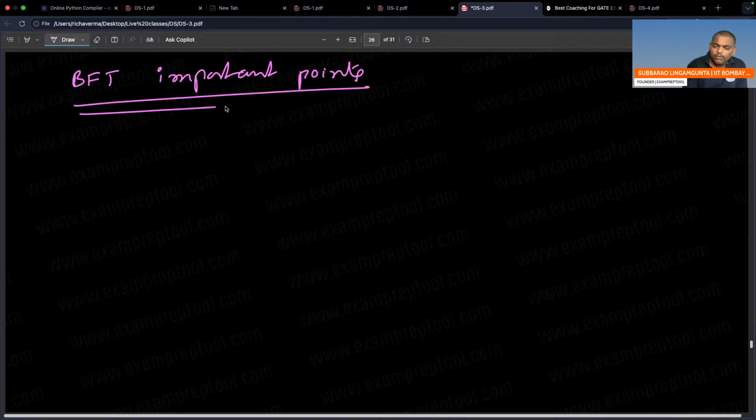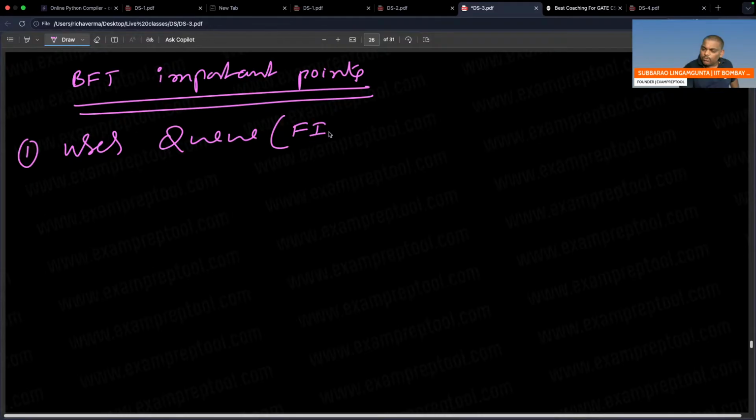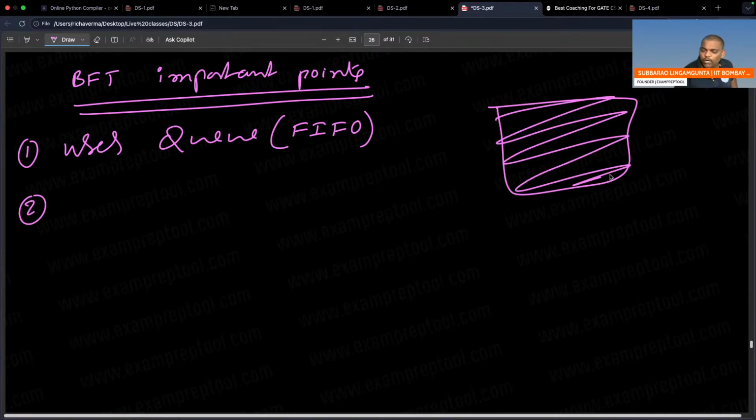Some important points about BFT. First point: BFT uses a queue, which is first in, first out. Second, while doing BFT, if it is a graph, you have to visit the total graph one time. So the time complexity is order of V plus E.